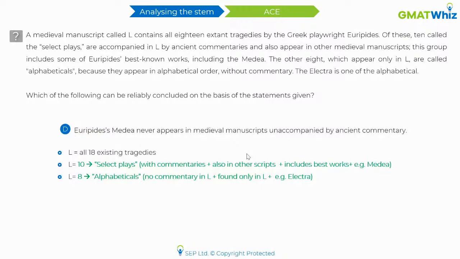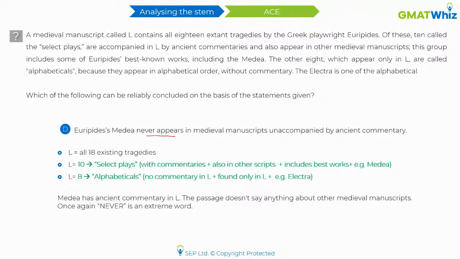D says Euripides' Medea never appears, and "never" is another one of those extreme hyperbolic words, in medieval manuscripts unaccompanied by ancient commentary. Now, Medea has ancient commentary in L, and the passage doesn't say anything about other medieval manuscripts. Once again, "never" is an extreme word, and therefore this is also not the choice. D was never in the running.